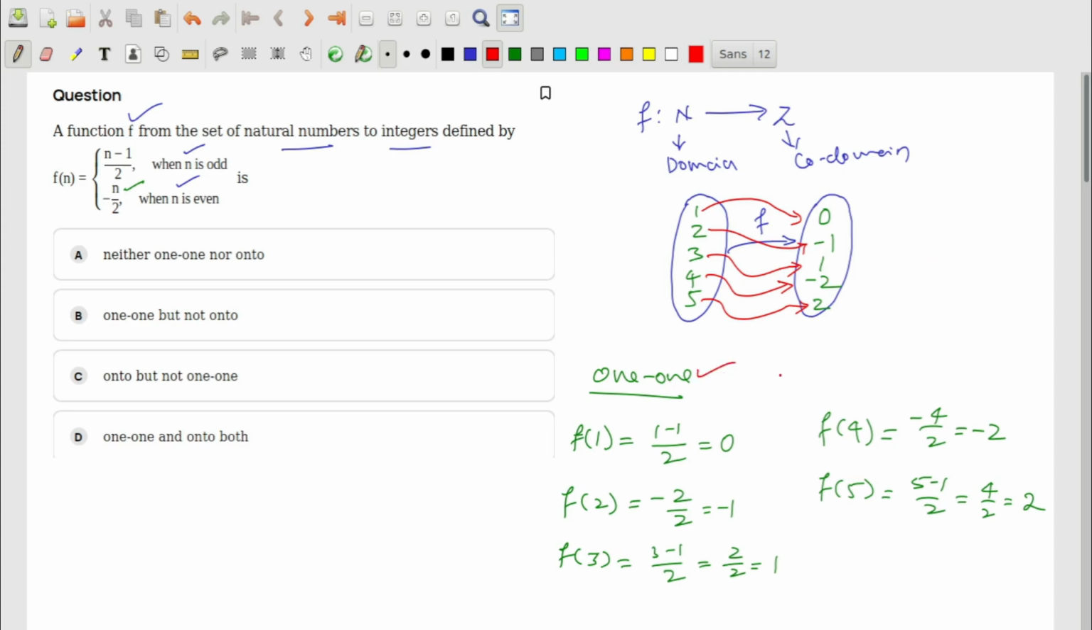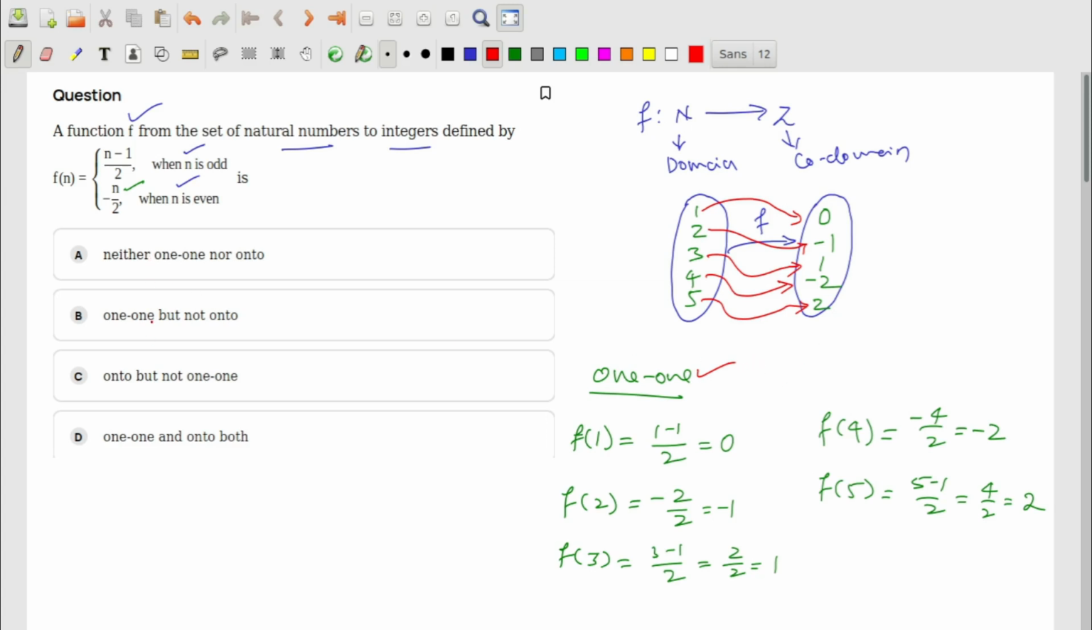Instead of proving f of x1 equals f of x2, where there are two expressions, it will be a bit complicated and take time. So instead, just stick to this trial and error method. Take random numbers, substitute in the function, and see what outputs or images we get in the second set. Take any natural number, and definitely we'll get distinct images. All right, so this is a one-one function.